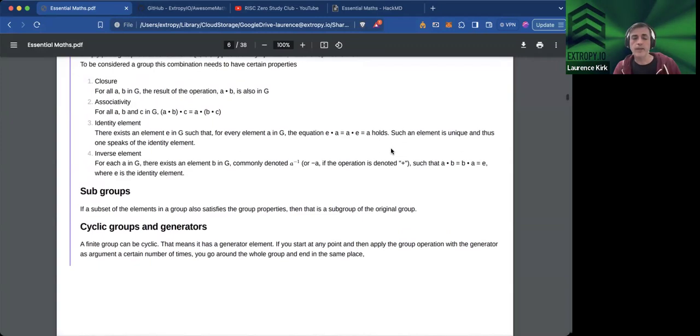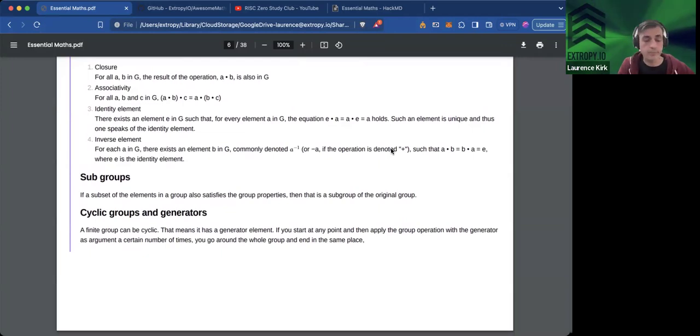But these are the things that we need if we are going to have a group. Of course, when we're creating a group, it could be the case that the set of elements we've chosen as the basis of our group could actually have a smaller group within them, and that is a subgroup. So that is possible.